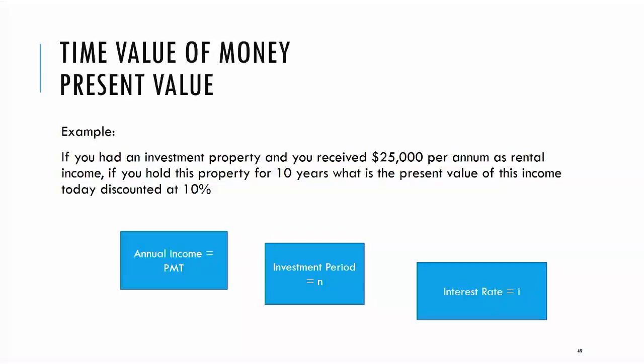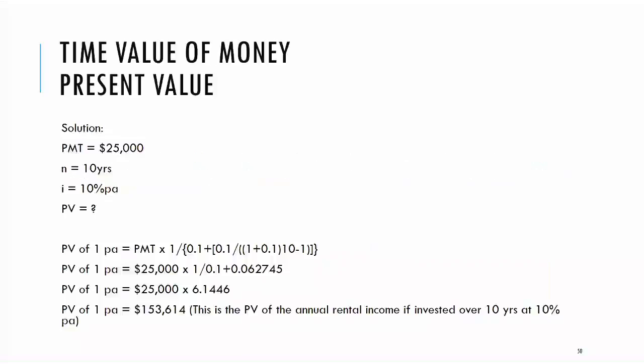And what is the present value of that property? This is the formula, and you apply that formula to calculate it. How much is that? 153,614. Did you get the same figure?